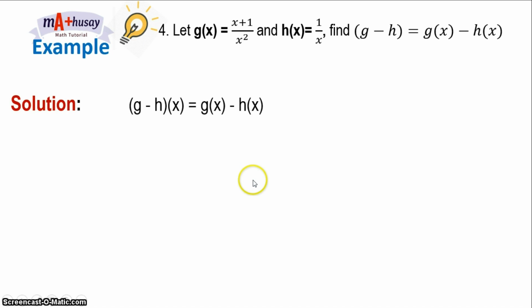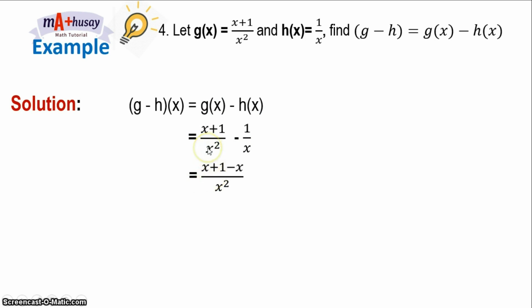So, again, alam natin na pag nagsasubtract tayo, parang ka lang nagsasubtract ng algebraic expression or parang nagsasubtract ng numbers. So, g of x is x plus 1 all over x squared minus ang ating h of x, which is 1 over x. So, how are we going to subtract these two fractions? So, kailangan muna natin kunin ang LCD. So, in this case, ang LCD natin ay x squared.